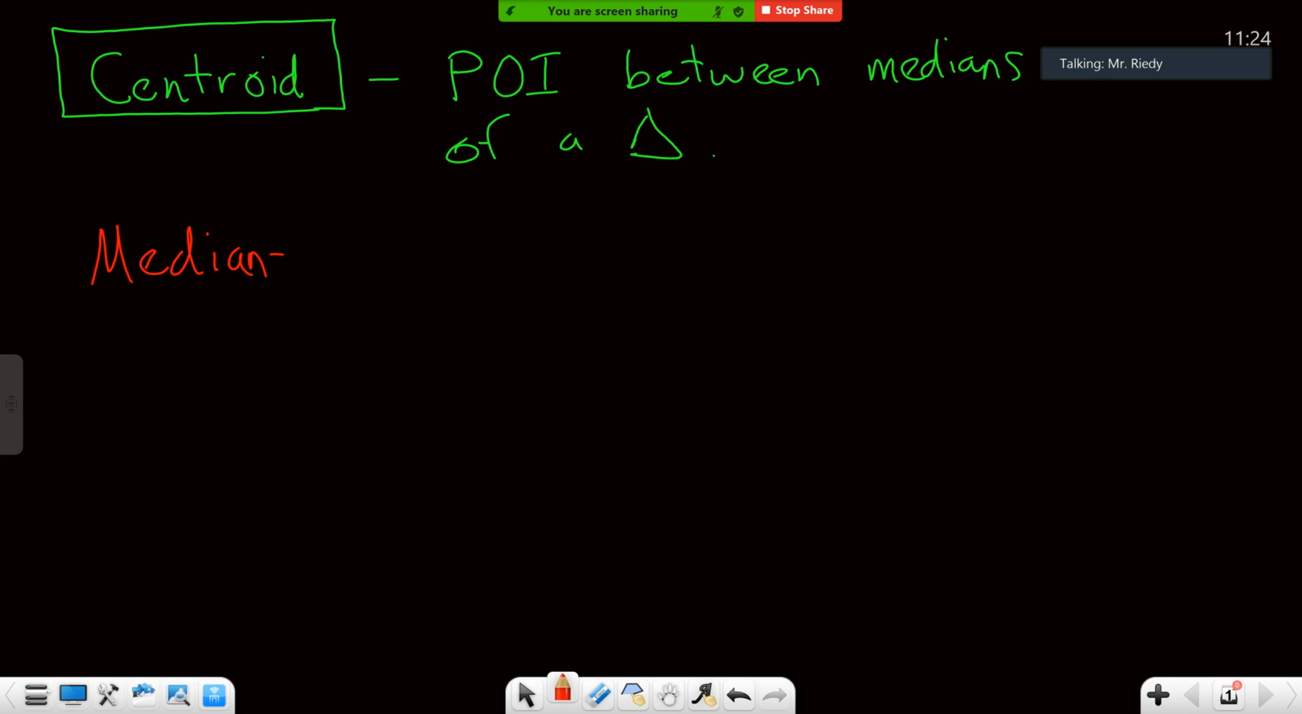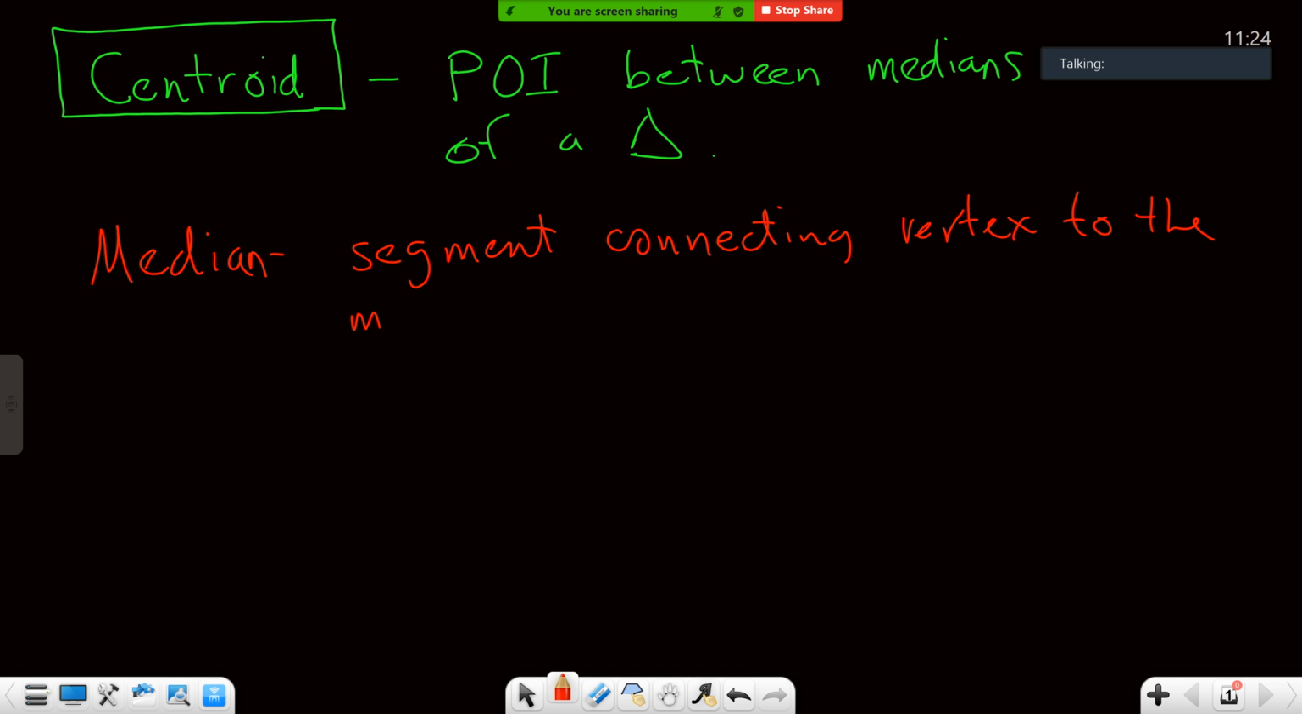And this isn't something that you could figure out from the name like we did yesterday with the perpendicular bisector. This is something I just have to give you. It is a segment connecting a vertex to the midpoint of the opposite side of a triangle.